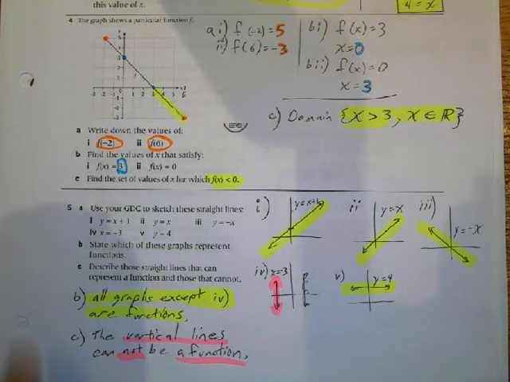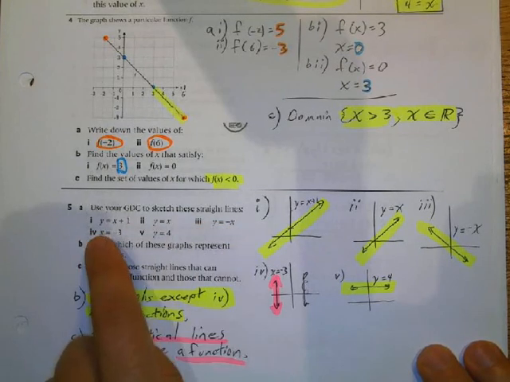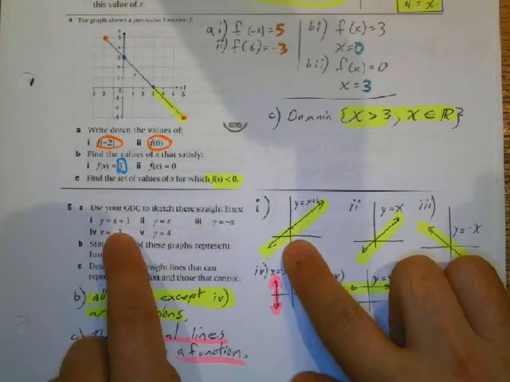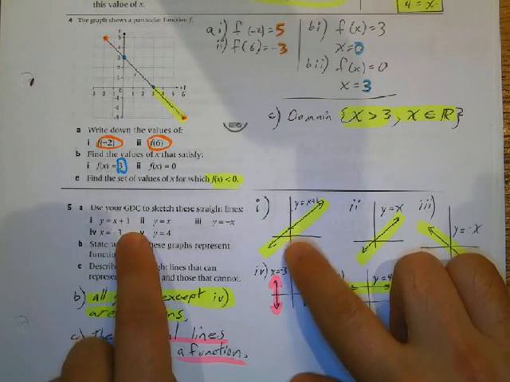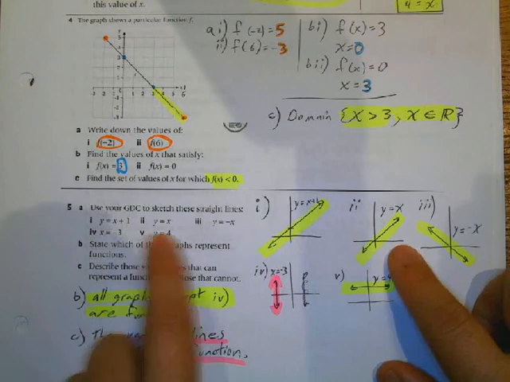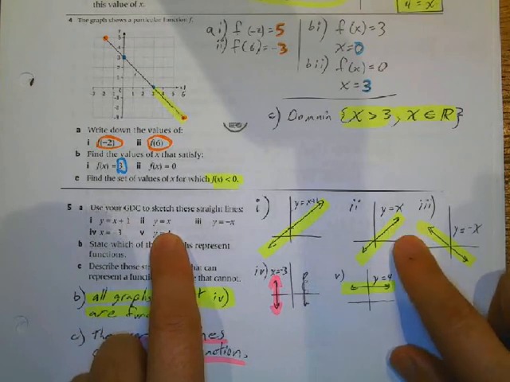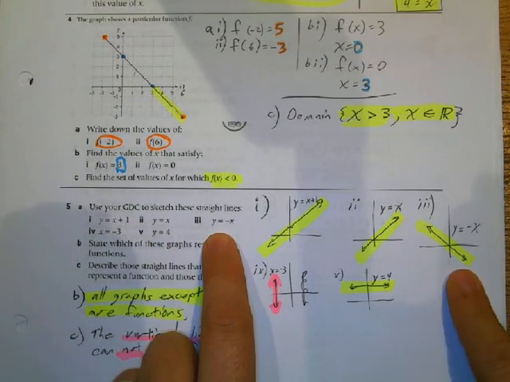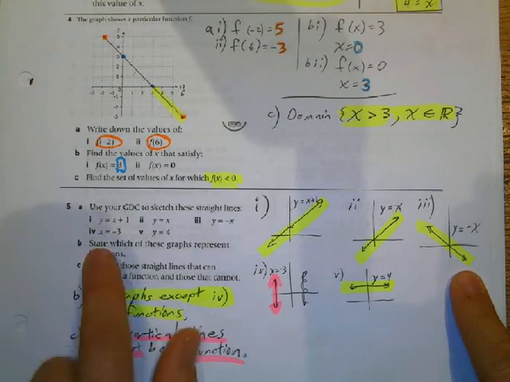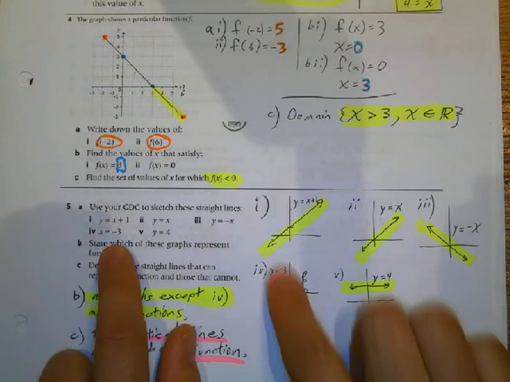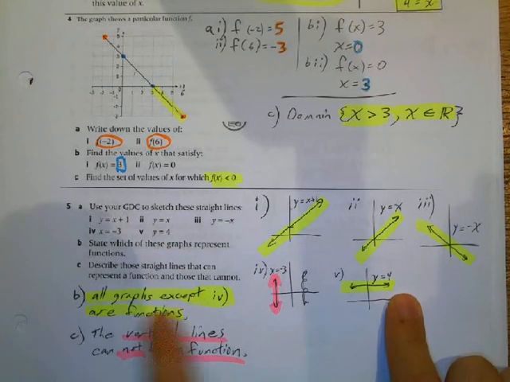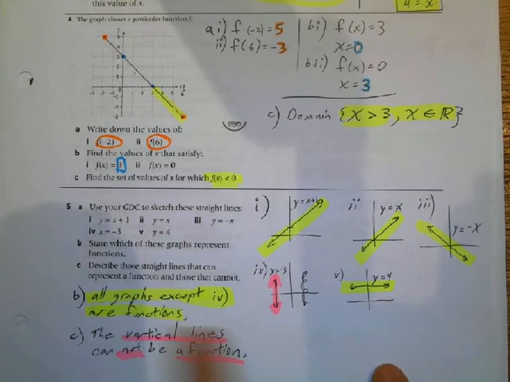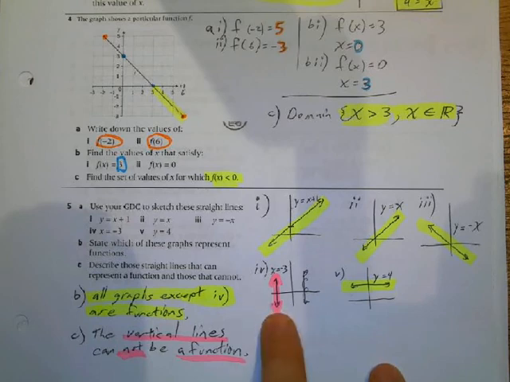Okay, let's graph these lines. So y equals x plus 1. My slope is 1, and my y-intercept is 1, so it's a little bit raised. Y equals x. There's my equation. Y equals negative x. I've got a negative slope. X equals 1, negative 3. Y equals 4. Of all these graphs, all of them except for this one is a function. The vertical lines can't be a function.